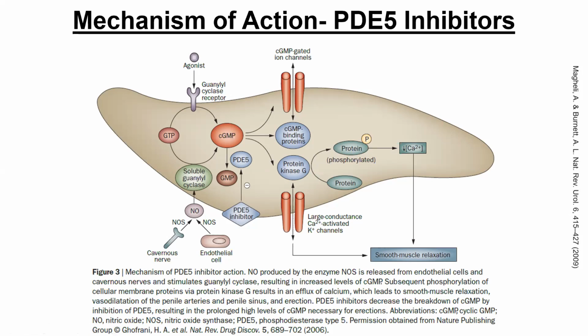So PDE5 inhibitors actually... PDE5 is an enzyme that metabolizes cyclic GMP back to GMP, and then you lose all this function, what you see here, the decrease in calcium levels. So by inhibiting phosphodiesterase, you are prolonging the levels of cyclic GMP, so there will be a prolonged decrease in calcium levels and smooth muscle cell relaxation. So that's how these drugs facilitate their mechanism of action.